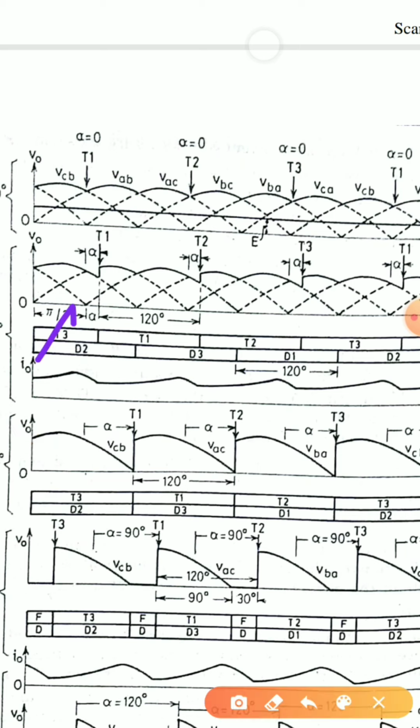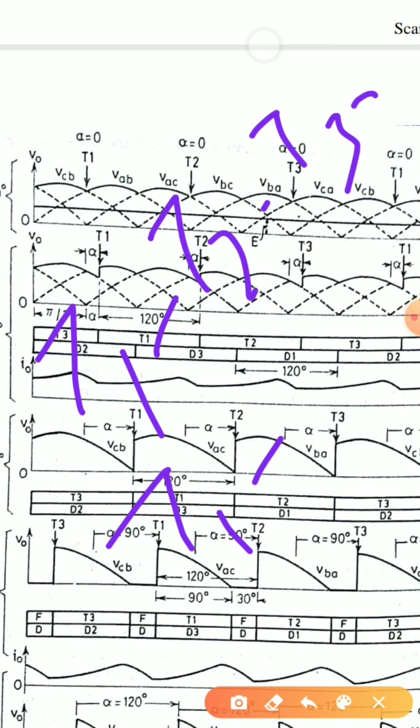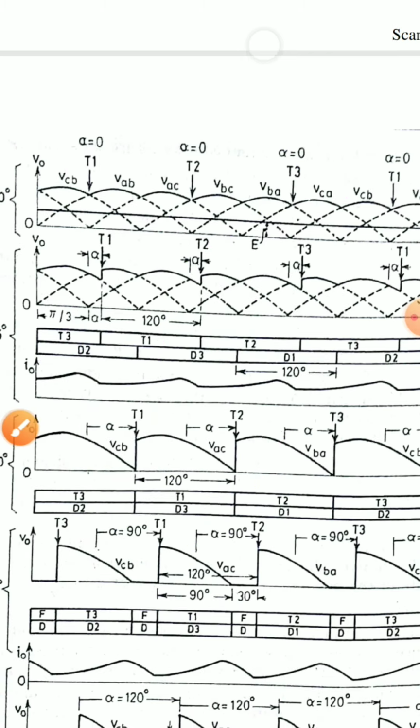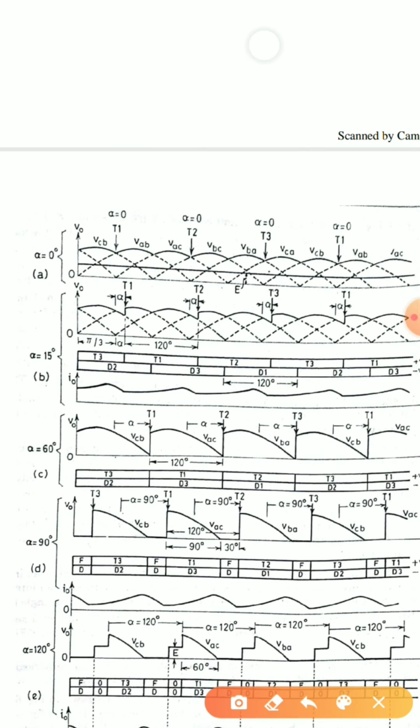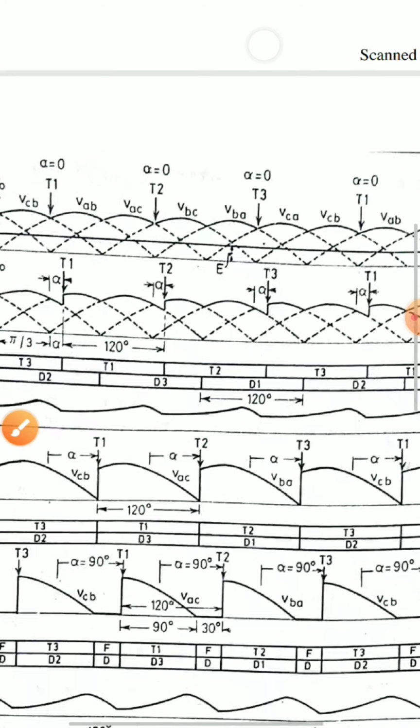In this manner the sequence will keep on continuing. Here the sequence is T1, T2, T3, then again T1, T2, T3, and it will keep on progressing further. Now let us look at the next case. Now if the firing angle is 15 degree, it means that this is 0 degree firing.